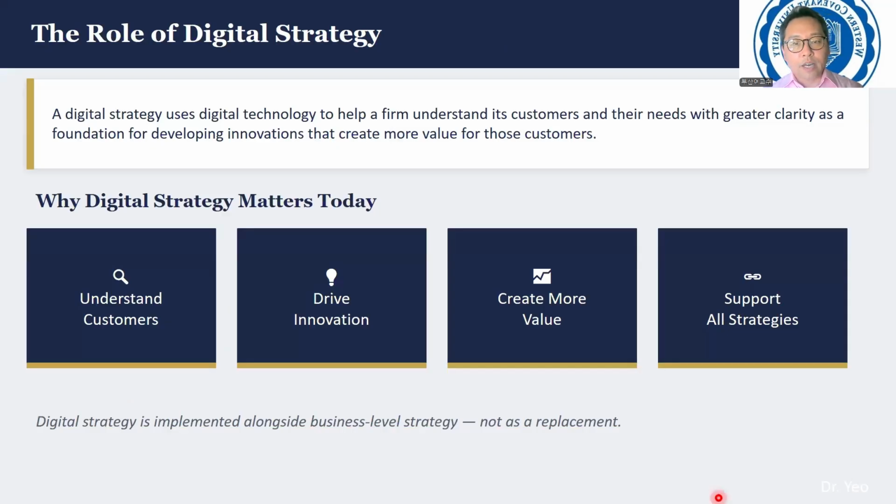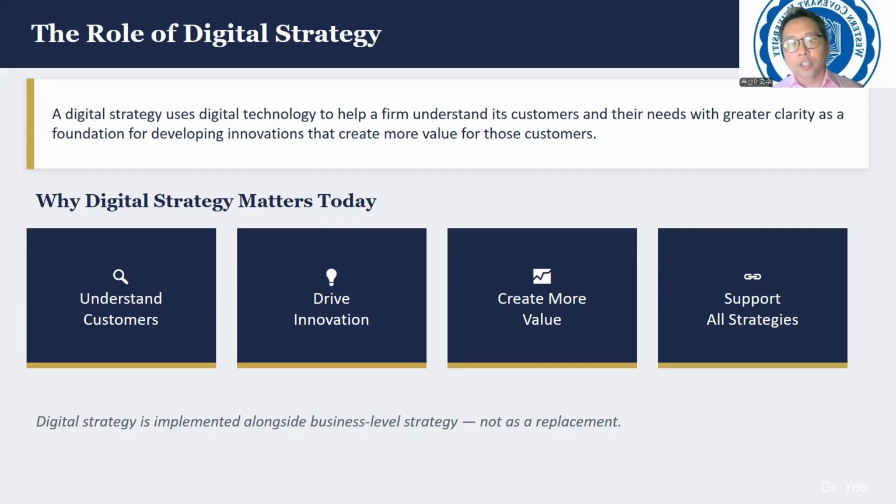Before we get to the 5 strategies, let's talk about digital strategy because it shapes how every business level strategy is implemented today. A digital strategy is not a separate strategy. It's a layer that sits on top of everything else. Think of it as the lens through which a firm sees its customers and the tool it uses to implement its choices.